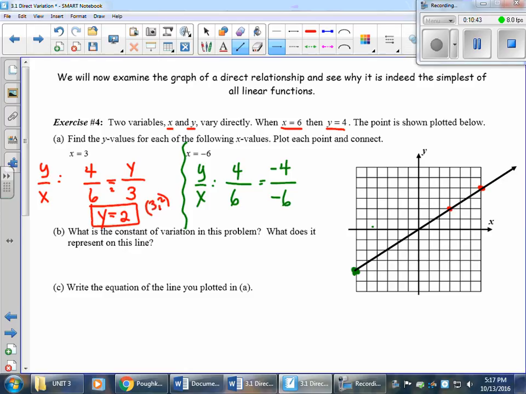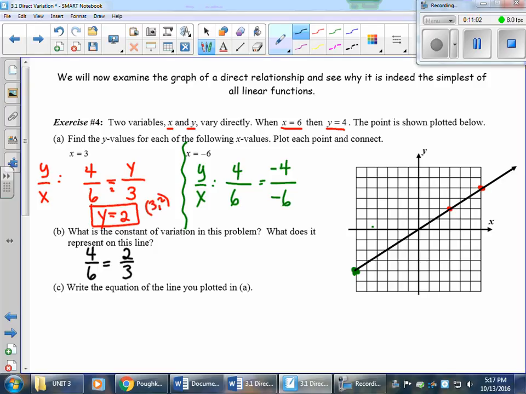Then it says, what is the constant of variation in this problem? Well, we know what the constant of variation is, right? Because basically we know it's going to be 4 over 6. But if we reduce it, because we always like to express our final answer in the simplest form, it's going to be 2 over 3.